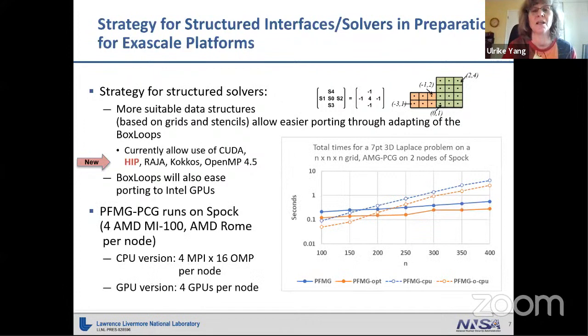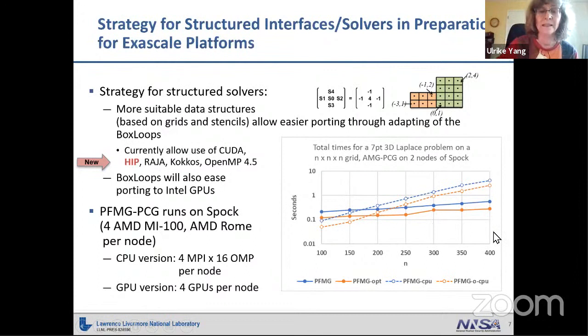Here's an example of using PFMG as a preconditioner for PCG that was run on Spock, which has AMD GPUs. In this case it was run on just one node, but just to show that yes, it runs on GPUs, using HIP. There are two different settings for PFMG: the best one, which uses a non-Galerkin approach, or the default one. The dashed lines are CPU results, and then the GPU results. We're looking at a 7-point 3D Laplace problem on an N-cube grid. If the problem size is small, you cannot expect the GPU to be faster because you have a lot of overheads, but things do very well when you increase the problem size.